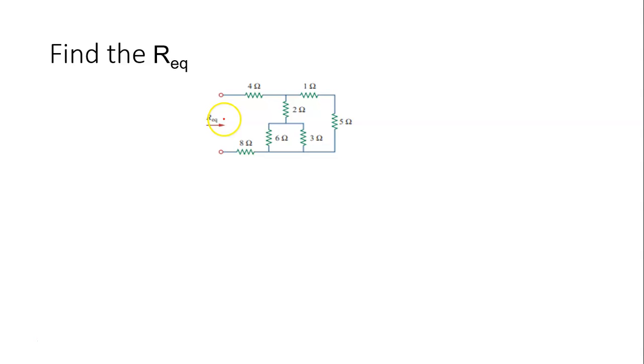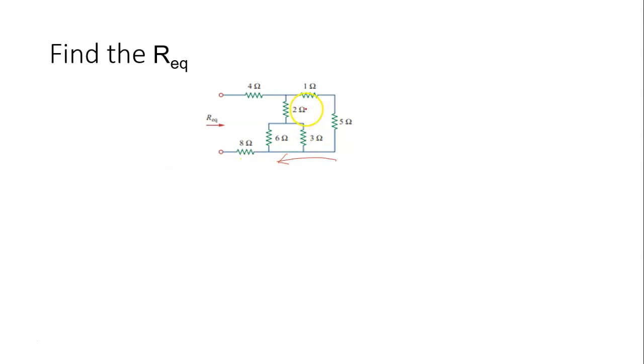Always we should remember this point. Whenever we are solving an R equivalent circuit, we should start from the right side, that is in this direction. So let us see how to solve this particular circuit. First we have to identify which resistances are in parallel and which are in series.